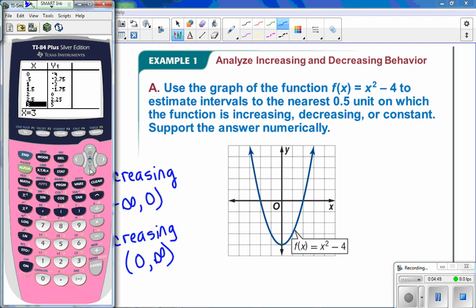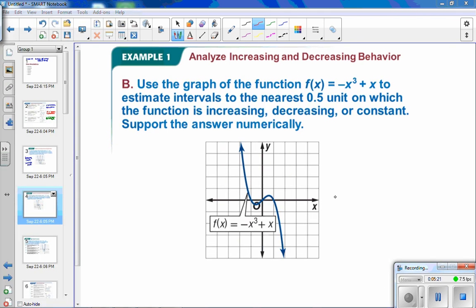So that's how you can support your answer numerically. Now you don't have to copy this entire table, you can just copy a couple values that are on either side of 0. So just looking right here, we see that f of negative 0.5 is negative 3.75, which is a larger value than f of 0. So you can just report those three values, and that would be sufficient.